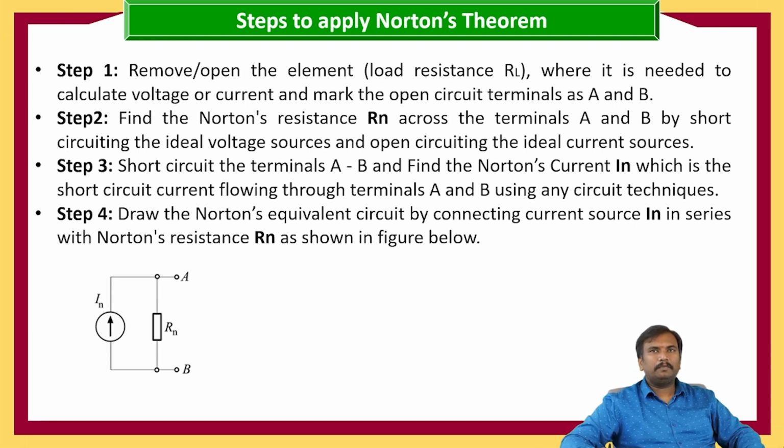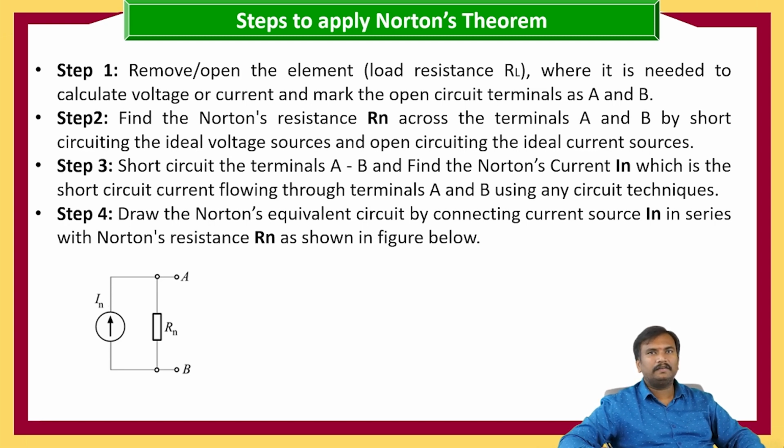And then the next step, we are going to make the AB terminals a short circuit, and we are going to calculate the current flowing through the short circuited terminals. That is nothing but the Norton's current. Short circuit current is nothing but the Norton's current as per the statement of Norton's theorem.